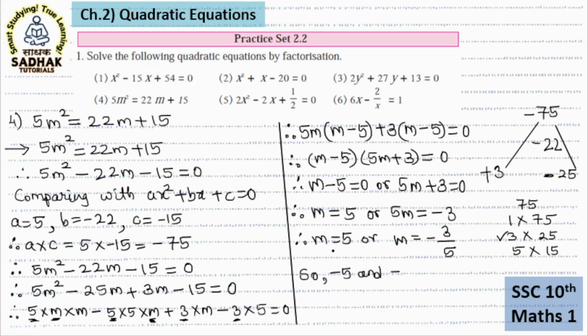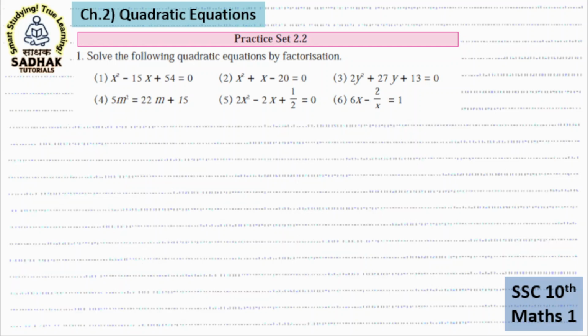Sorry, not minus 5, it is plus 5. Okay, 5 and minus 3 upon 5 are the roots of the given quadratic equation. So that is the answer of this question.